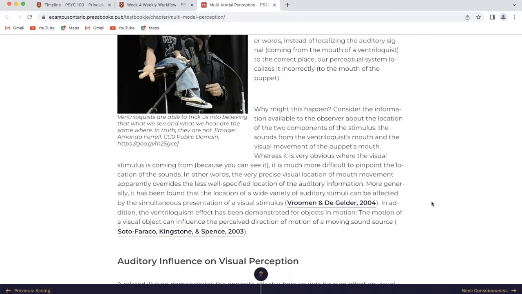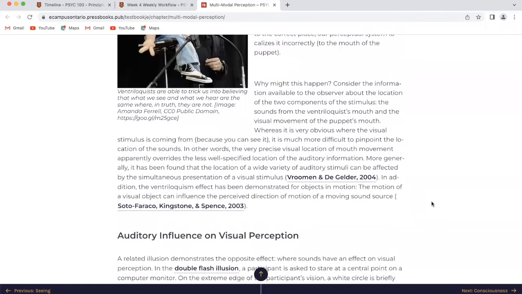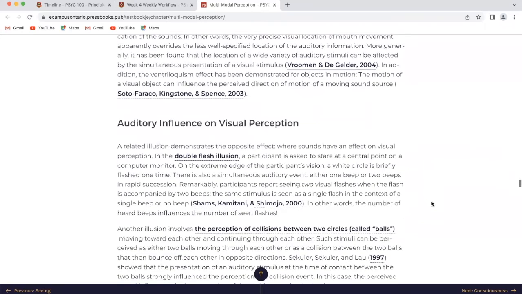In addition, the ventriloquism effect has been demonstrated for objects in motion. The motion of a visual object can influence the perceived direction of motion of a moving sound source. Auditory influence on visual perception.